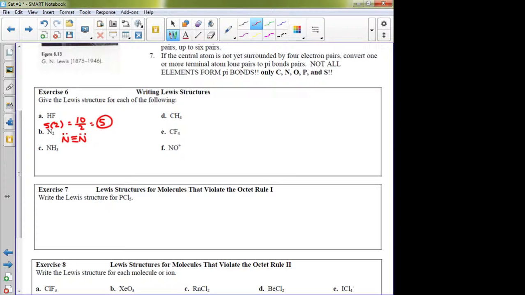Now, does each nitrogen have 8? Yes. Do I have a total of 5 pairs of electrons? Yes. So is this the correct drawing? Yes. Two, 4, 6, 8. 2, 4, 6, 8. Oh, okay. I was counting total. It's okay. 10.